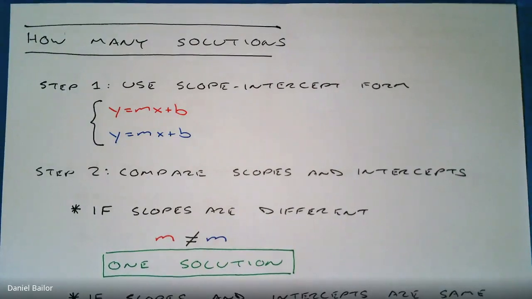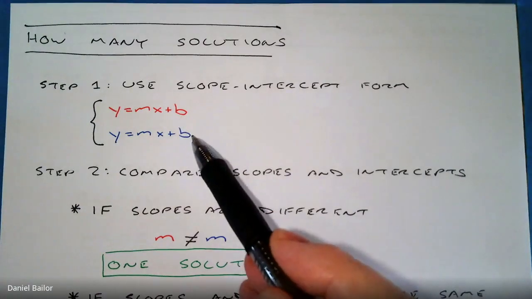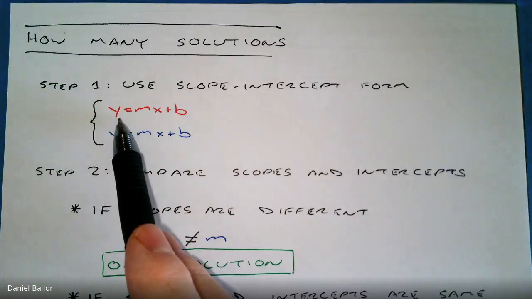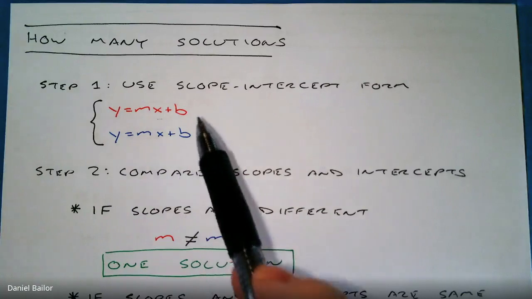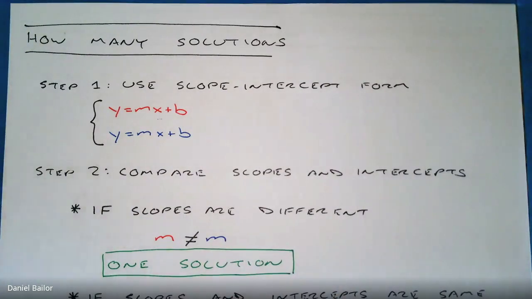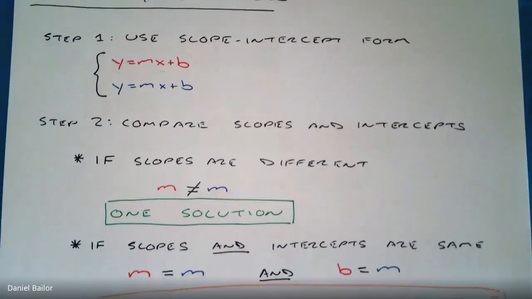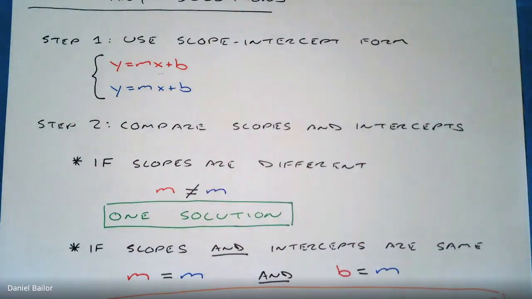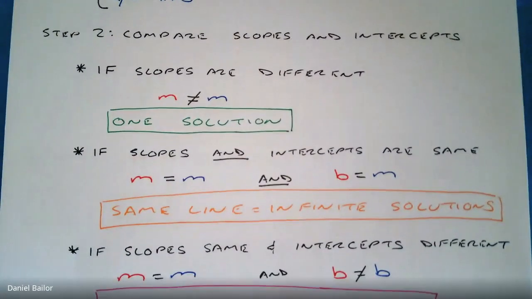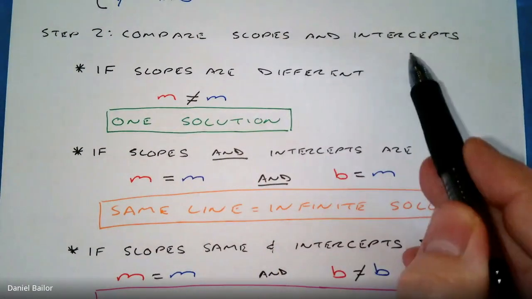So if the question is asking you, how many solutions does the system have? Does it have no solution, one solution, or infinite solutions? This is what you do. First step, make sure it's in slope-intercept form. You make sure the first equation is y equals mx plus b, and the second equation is also y equals mx plus b. They have to be in slope-intercept form first. If they're not, use your properties to make them slope-intercept form. But if they are, then you compare your slopes and your intercepts.